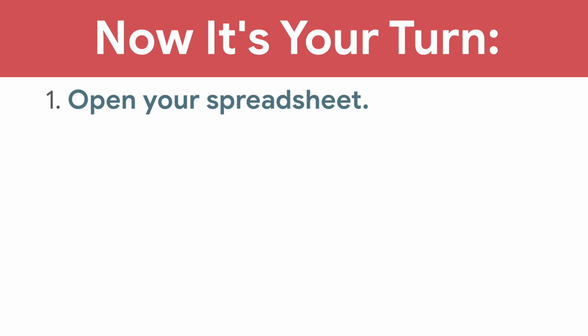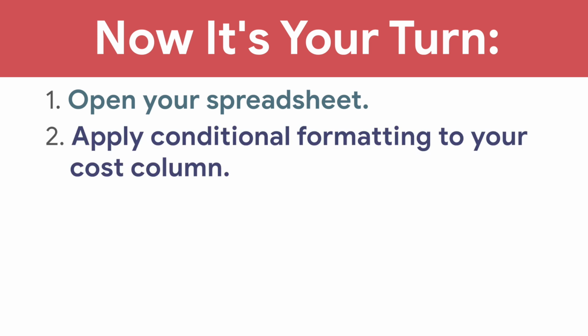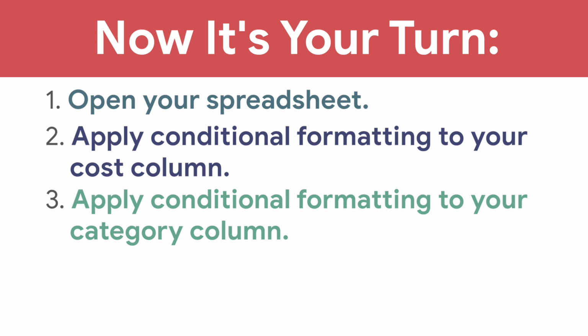Now it's your turn. Open your spreadsheet. Apply conditional formatting to your cost column and apply conditional formatting to your category column.